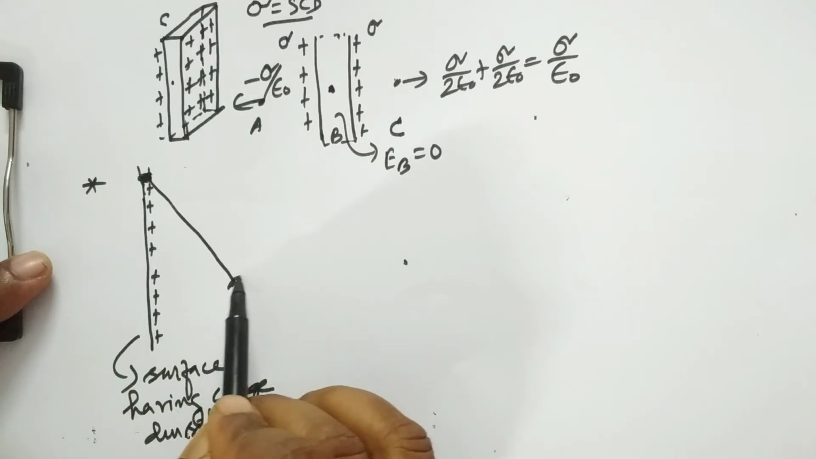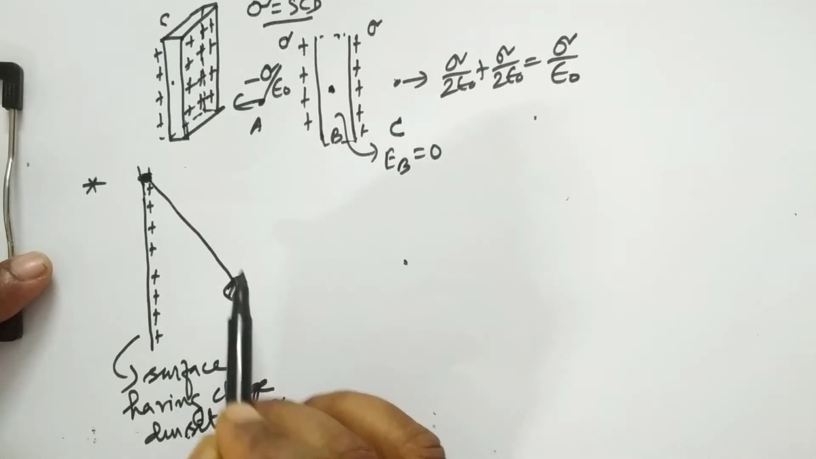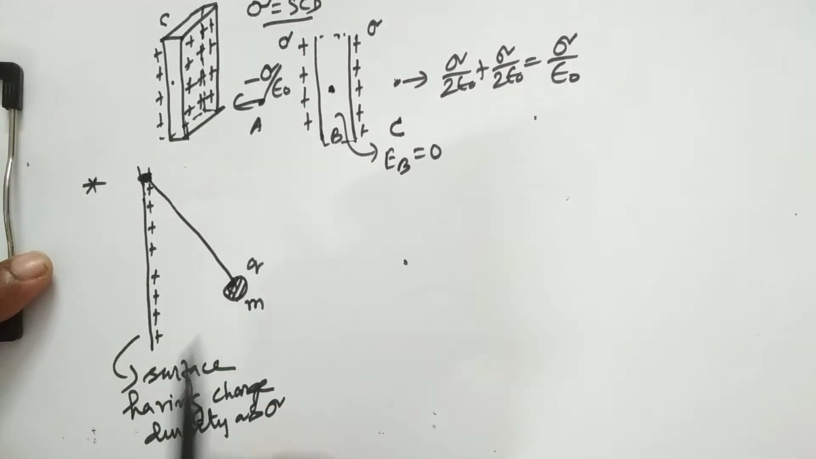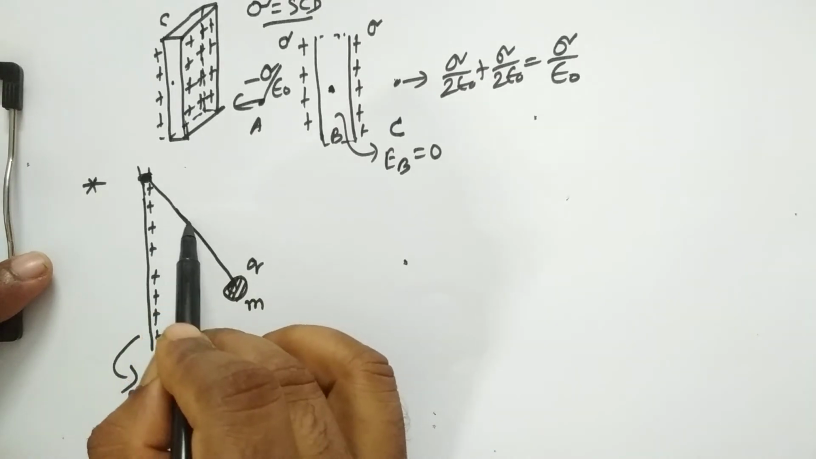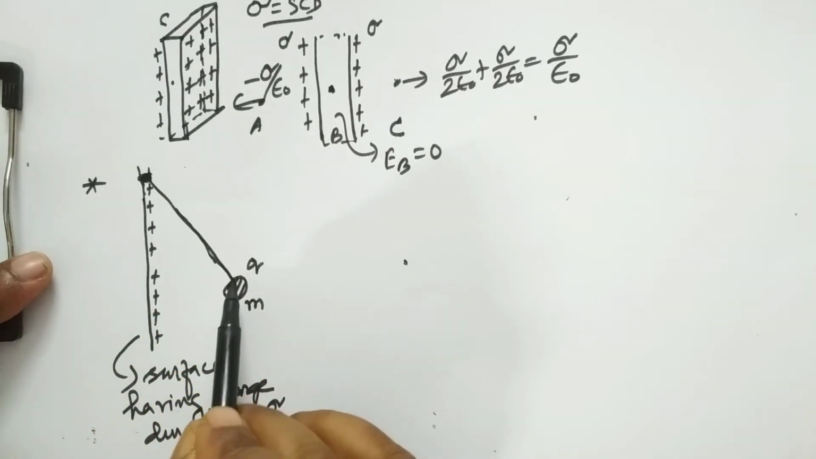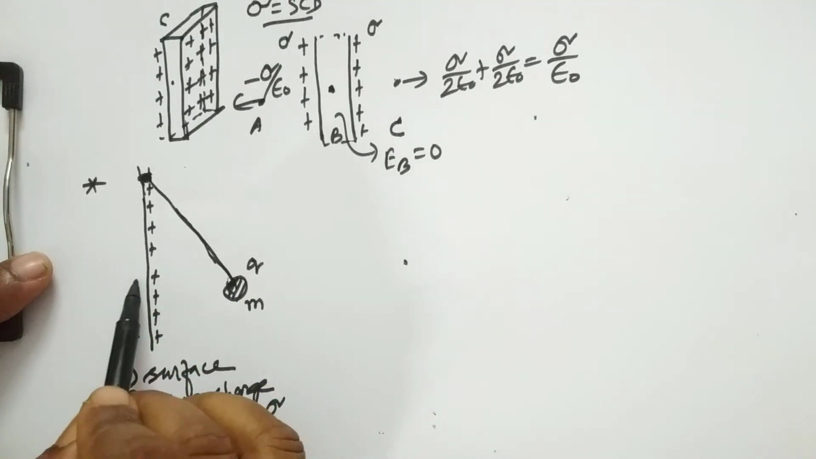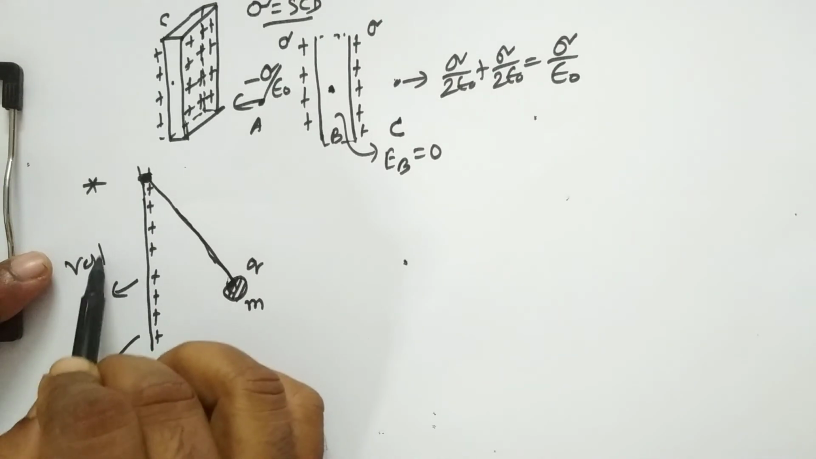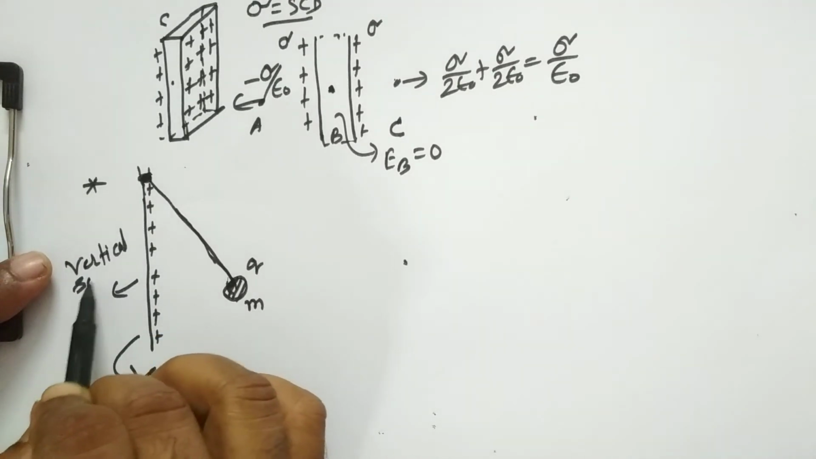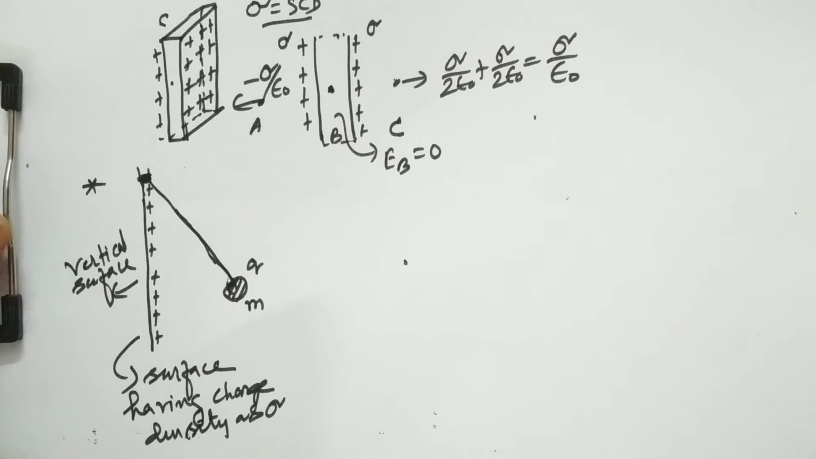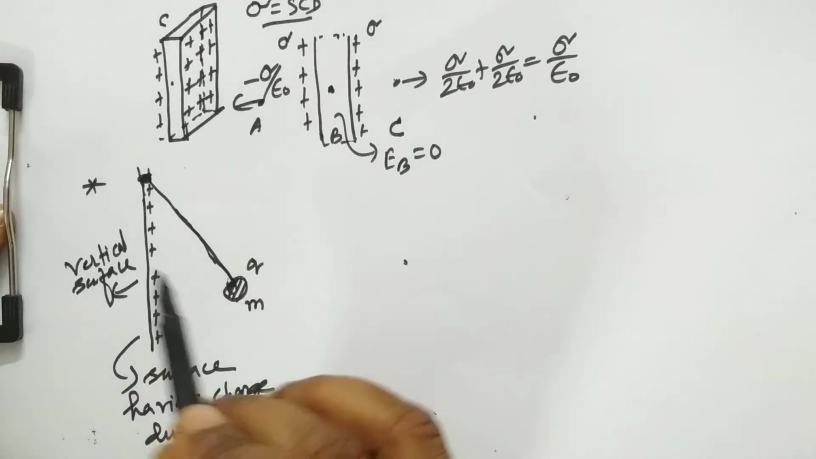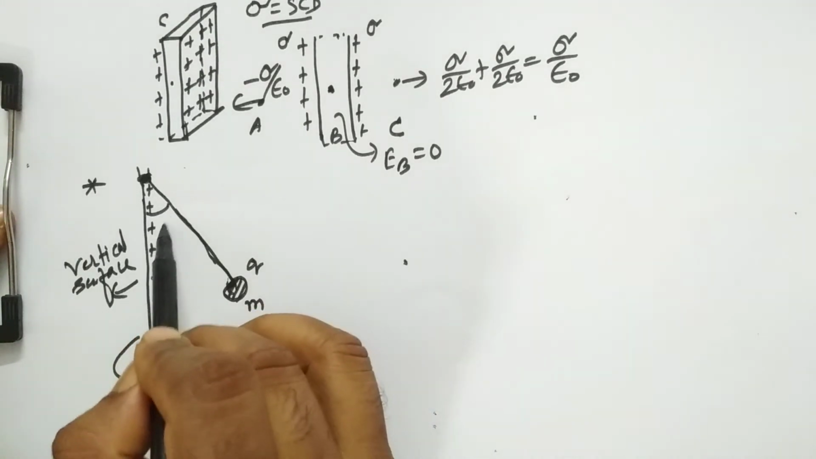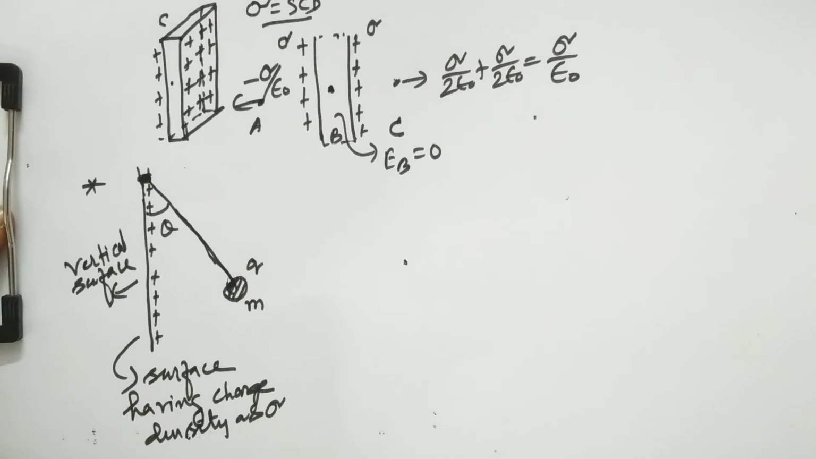From this particular surface, at one point a thread is fixed. At the end of the thread, a bob is given, a bob having mass m, charge q. So the bob is having charge. This is vertical. The bob is in equilibrium, making an angle theta with the wall, with the surface.